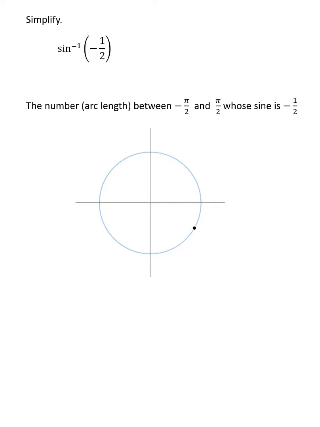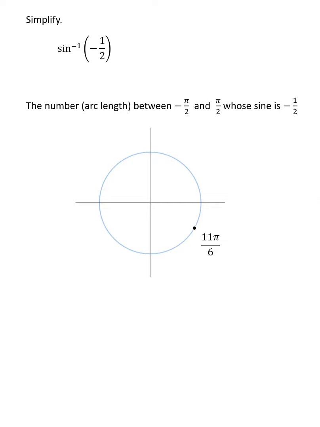that qualifies. Now, it's typical for students to think of 11 pi over 6 as this point. And while it is true that the arc 11 pi over 6 terminates at that point, 11 pi over 6 is not a number between negative pi over 2 and pi over 2. So we have to find an arc or a number that terminates at that same point between those values.